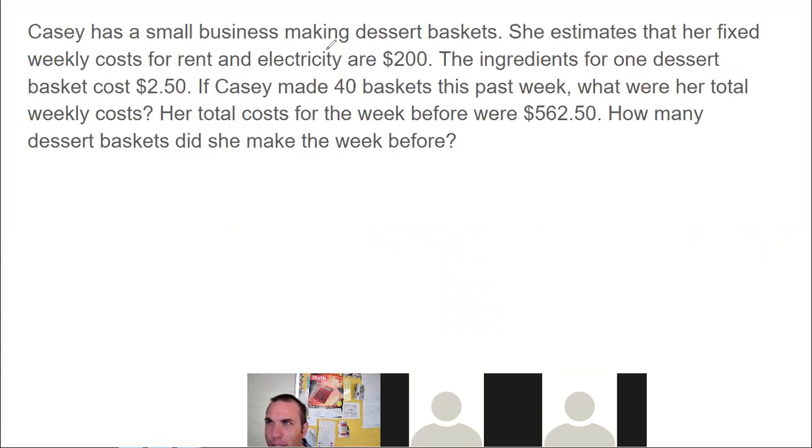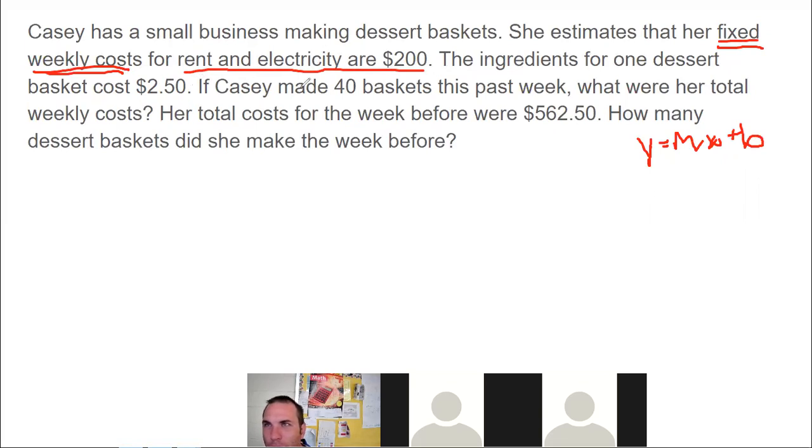Casey has a small business making dessert baskets. She estimates her fixed weekly costs. This word fixed is a great hint for your constant. So anytime you see the word fixed cost, we do these linear price functions all the time, but fixed cost is your constant. So remember, you have y equals mx plus b. B is your constant. So anytime you see the word fixed, you need to start thinking about that being your B. You know, rent and electricity you're going to pay no matter what, if you make the baskets or not. So that's why they're fixed.